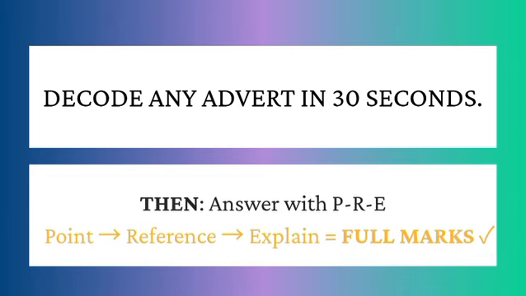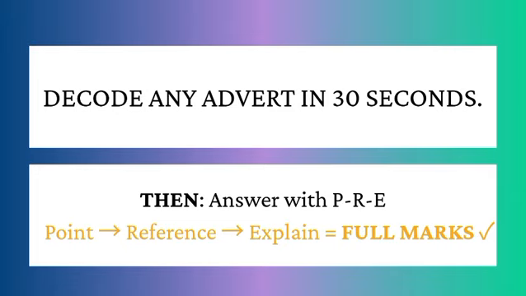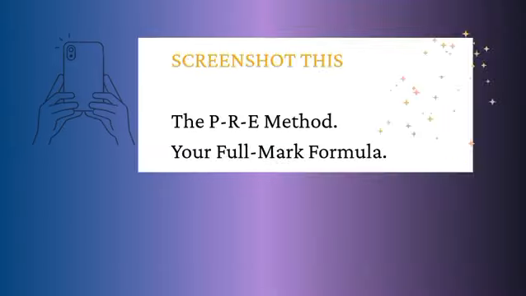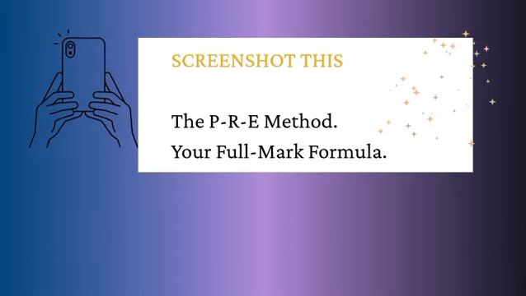Then, structure your answer with PRE. Point: state your answer directly. Reference: quote or describe specific elements. Explain: analyze the effect or impact. Use AIDA to decode the advert. Use PRE to structure your answer. That's your complete system. Now, let me break down PRE in more detail, because this is the structure you will use for every visual literacy answer. Screenshot this table right now. This is the most important graphic in the entire video.